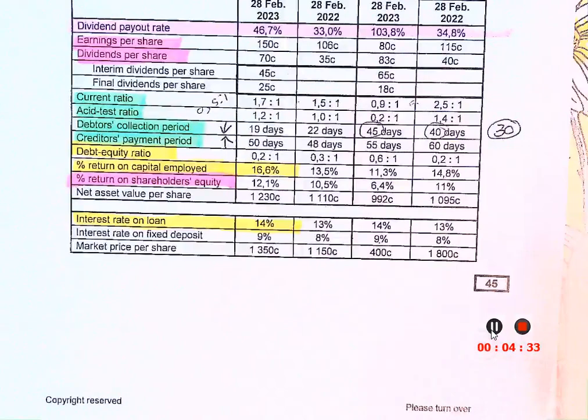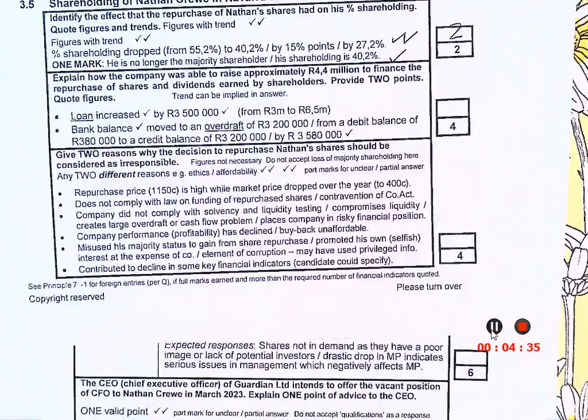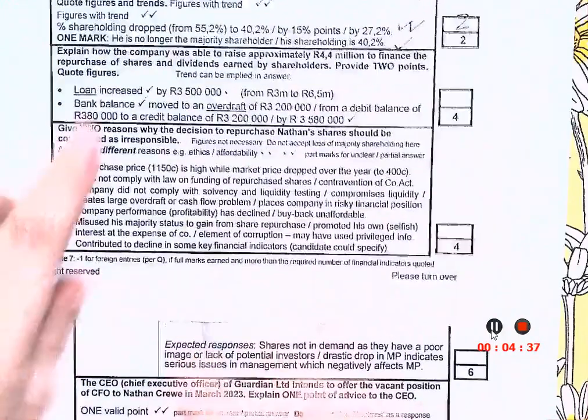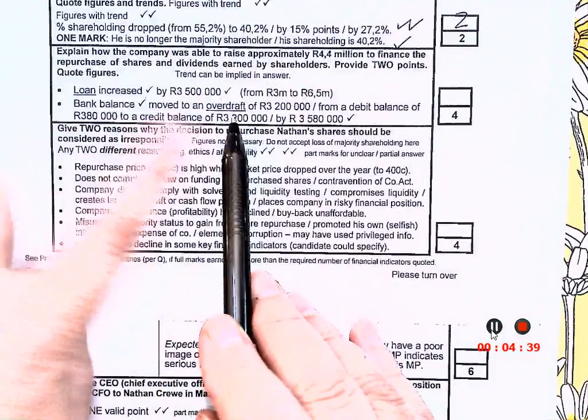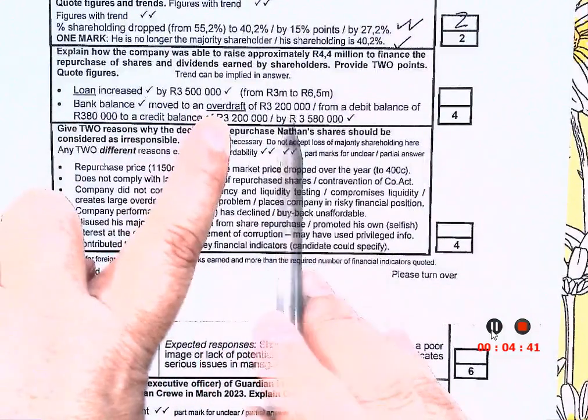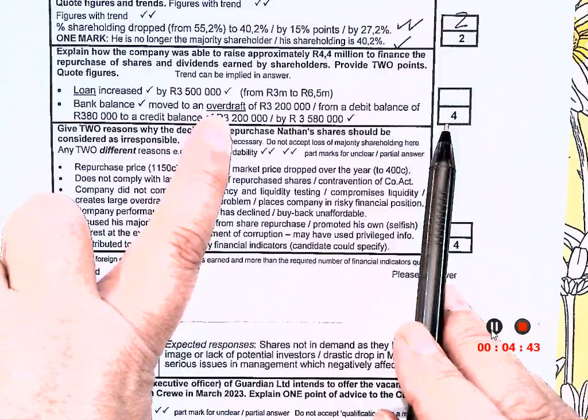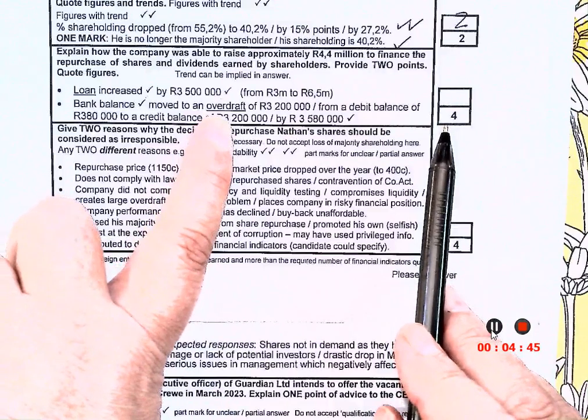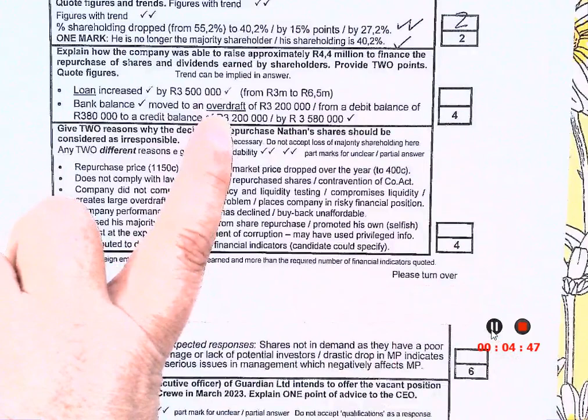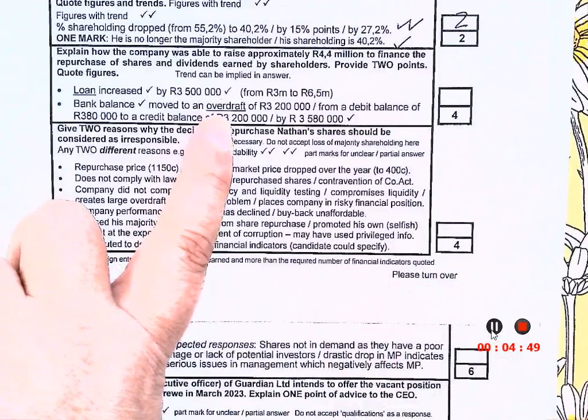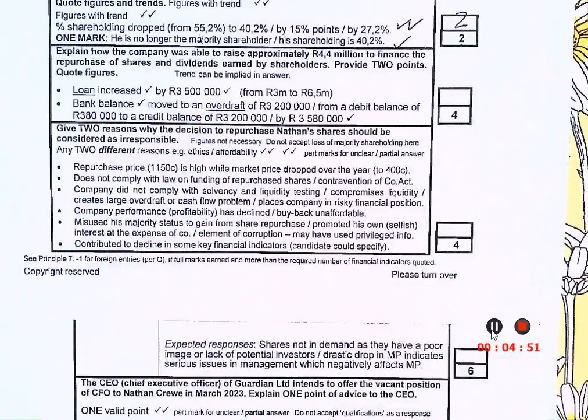Okay, so let's see how they answer it. They say it moved to an overdraft of 3.2. 4 out of 4. Okay, let's say you got 2 right. 2 out of 4, that's still good. Okay. Remember now, yes, they did use the retained income. But now, they don't give you information about the retained income. Okay? So there's no figures to quote.